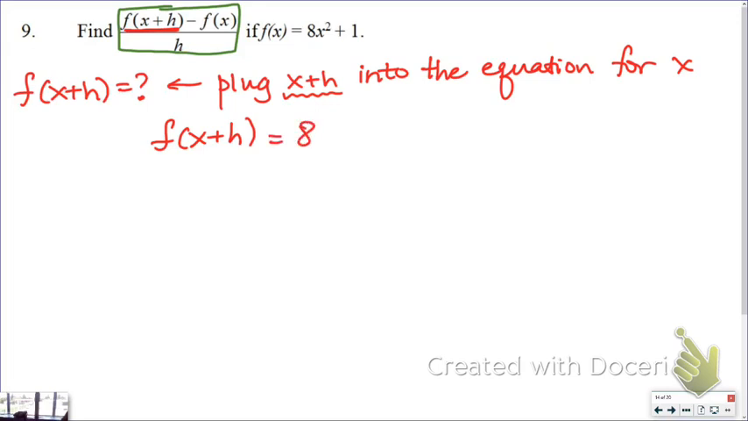Equals 8 times (x plus h) squared plus 1, right? I put x plus h in there, and then minus f of x. So then you're going to go back up here, simplify the numerator, then divide by h.